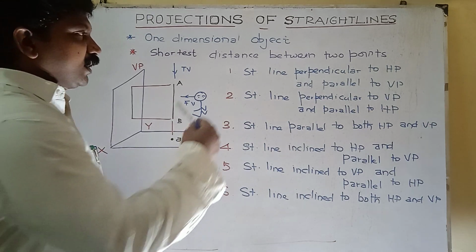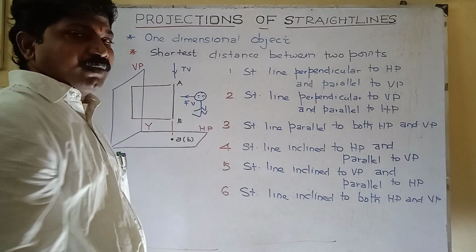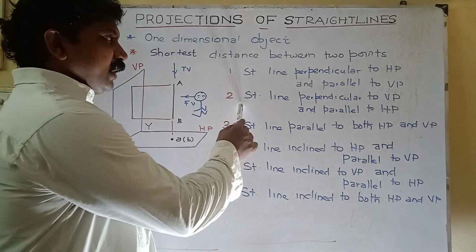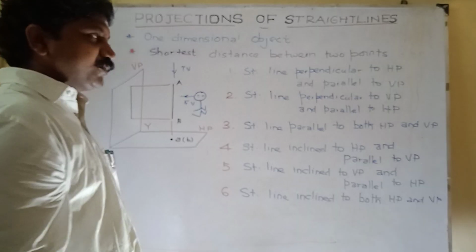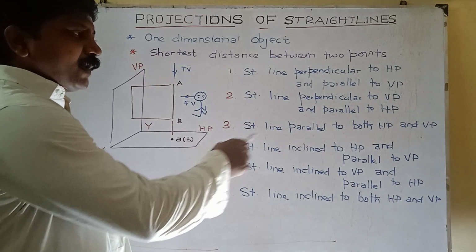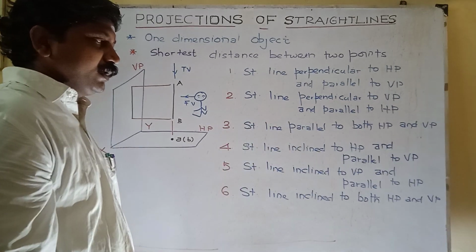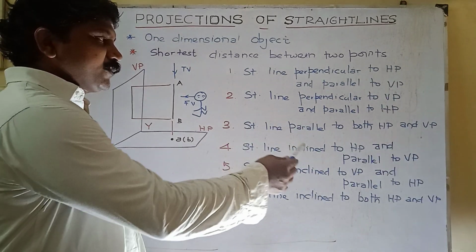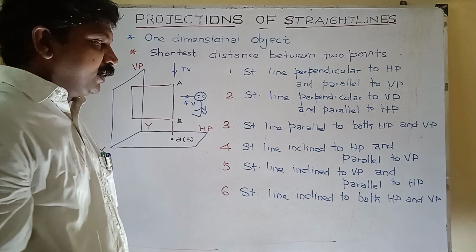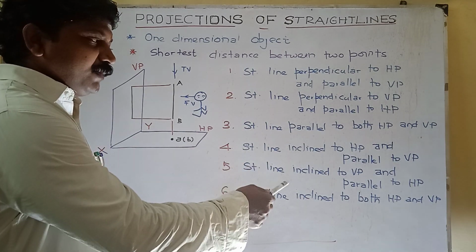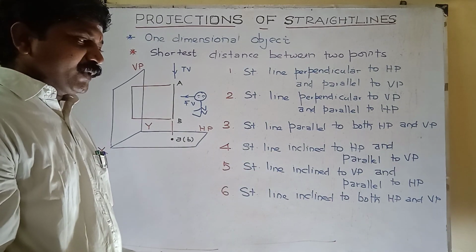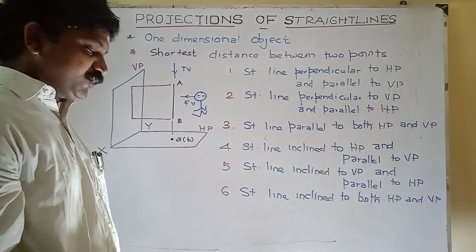Straight line perpendicular to HP and parallel to VP. Straight line perpendicular to VP and parallel to HP. Straight line parallel to both HP and VP. Straight line inclined to HP and parallel to VP. Straight line inclined to VP and parallel to HP. Straight line inclined to both HP and VP.